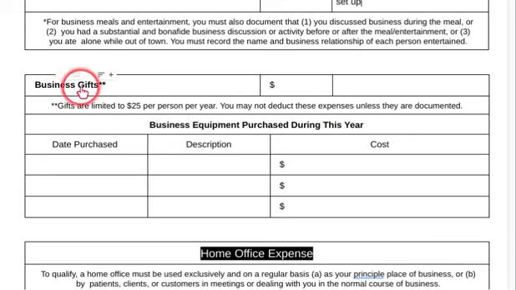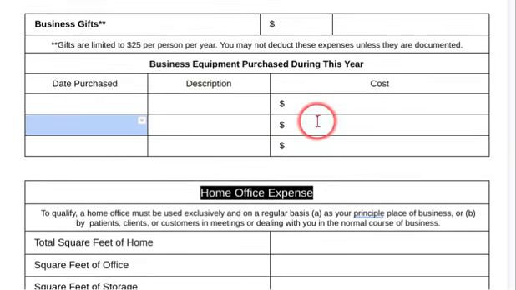Okay. Now, business equipment purchased during the year. So, if you purchase any equipment during the year, you're going to put it here. You're going to put the date you purchased it, the description of what it is or what it's going to be used for, and the total cost. Okay? And I gave you 3 boxes you can use to actually put in any purchases that you may have made. Just remember to be honest and make sure you have your records to pull out just in case they're requested.